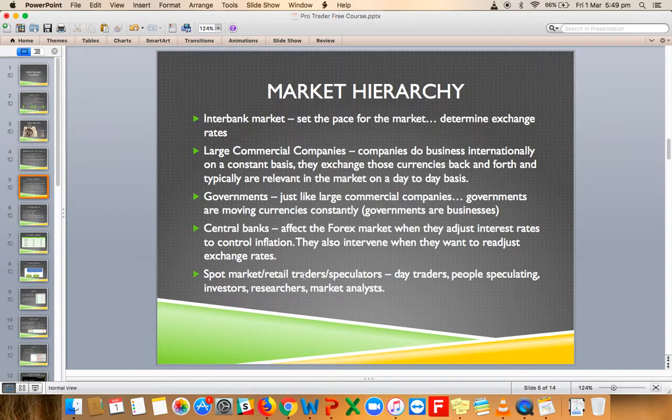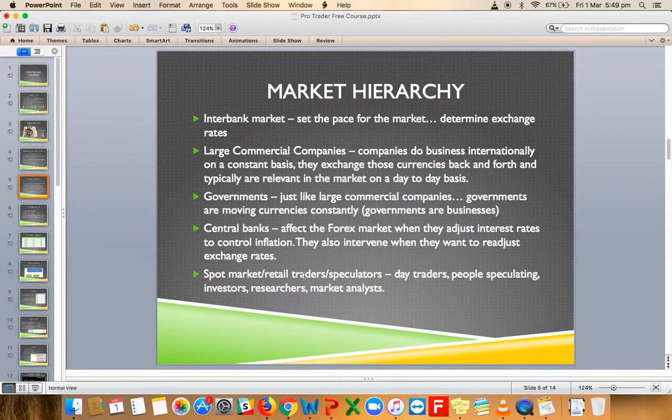The highest set of persons who participate in this market are referred to as the interbank market. These are the guys that set the pace of the market and determine the exchange rates. Then we have the large commercial companies. These companies do business internationally on a constant basis. Therefore, they exchange one currency for the other all the time. So these guys also participate in this market.